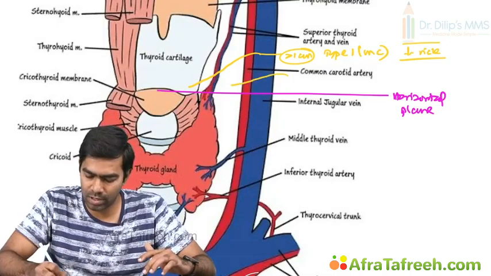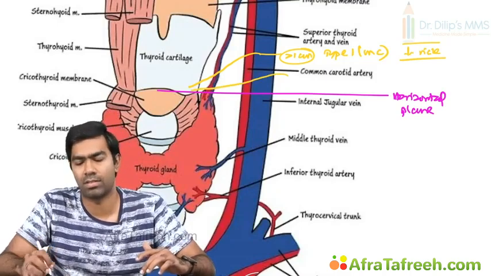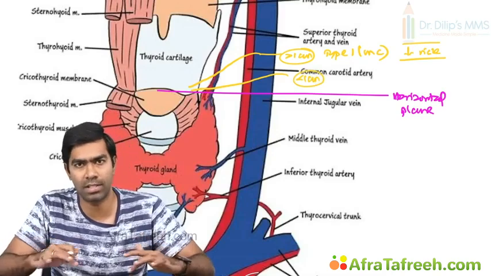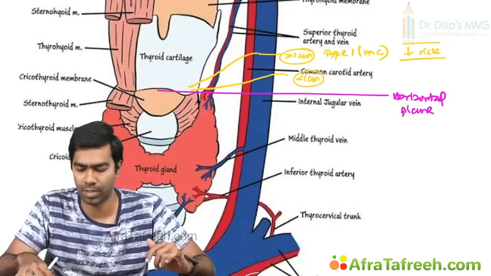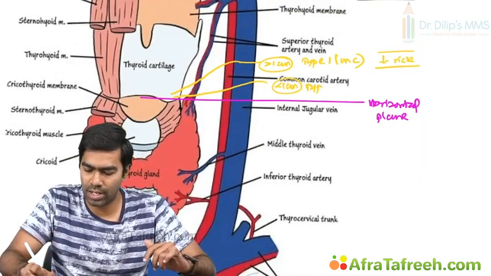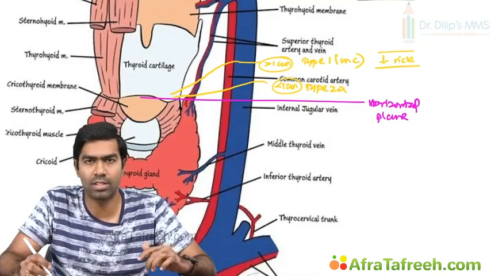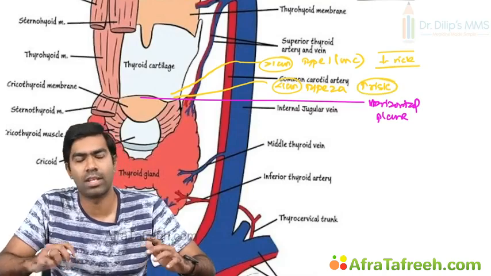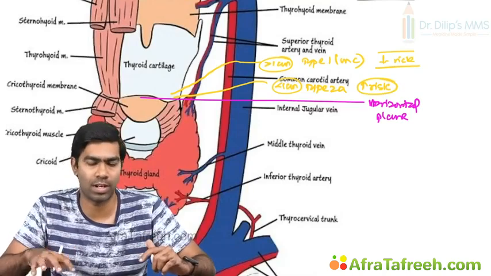Suppose it's located within 1 centimeter, less than 1 centimeter from the horizontal plane that is passing through the superior pole of the thyroid gland. So this is called type 2A, and this is not that common, but this is going to have a high risk of injury to the external branch of the superior laryngeal nerve.